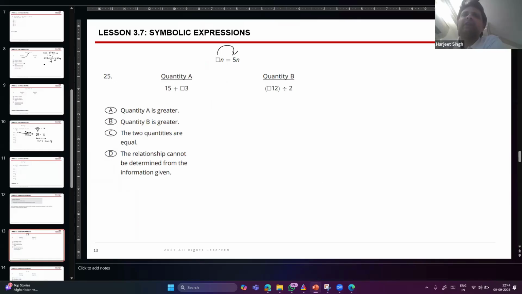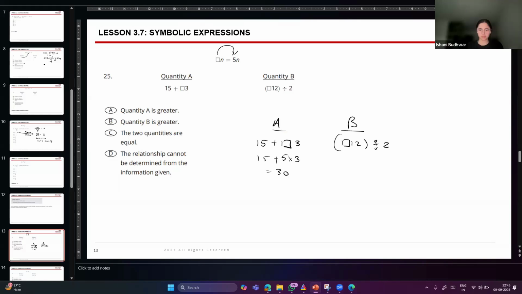So which is greater, A or B? So how will we simplify A? 15 plus box of 3 will be what? 5 into 3? 30? A is 30. And can you try B? It's also 30. 5 into 12 by 2. Okay, so both expressions are equal.